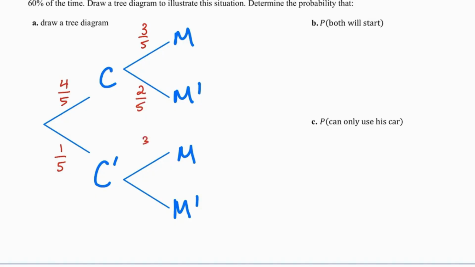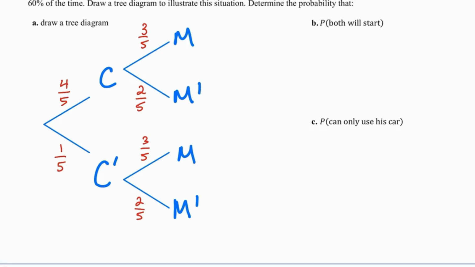So same thing down here. Now, why are these probabilities the same as the ones above? Well, they don't talk to each other. The car and the motorbike, if one works and the other one doesn't, or they both work, it doesn't affect the probability of the other. So these are independent events.